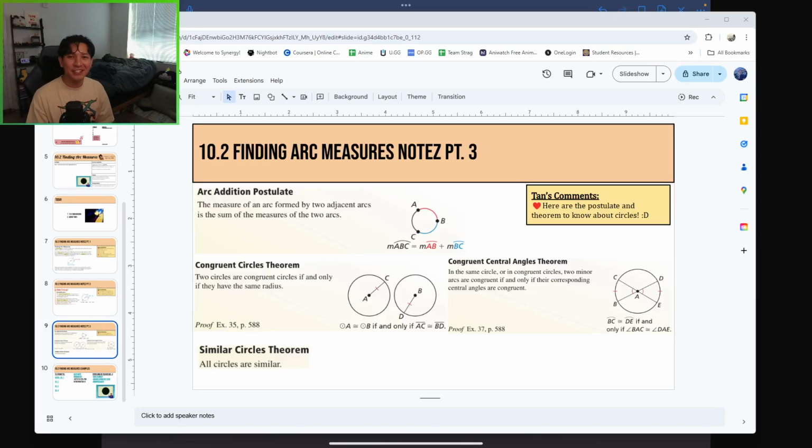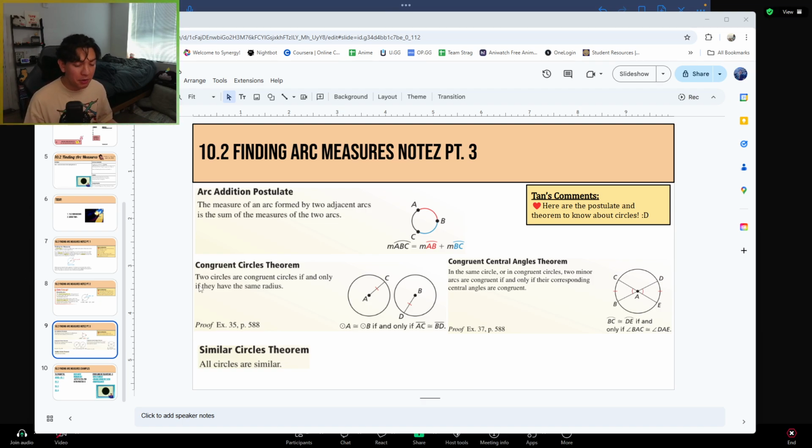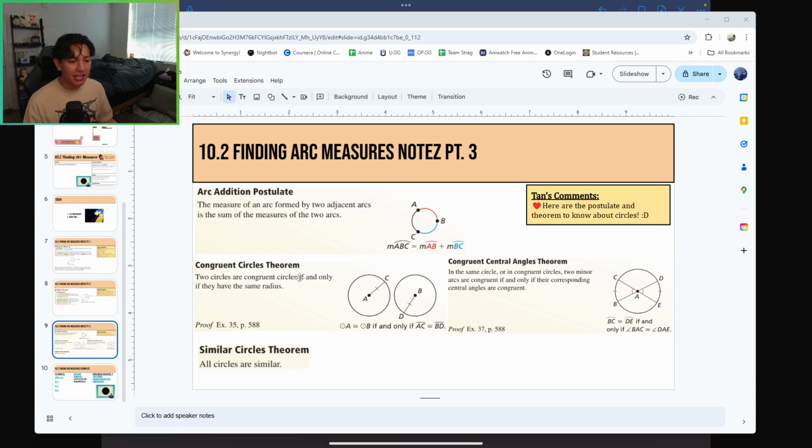All right, in our last example, we're going to be talking about whether or not arcs in a circle are congruent. In order for us to know that, there's two theorems that I want to share with you. Number one is the congruent circles theorem. Two circles are congruent circles if and only if they have the same radius. So if there are two different circles and they have the same radius, then we can assume that both of those circles are congruent, just like this one.